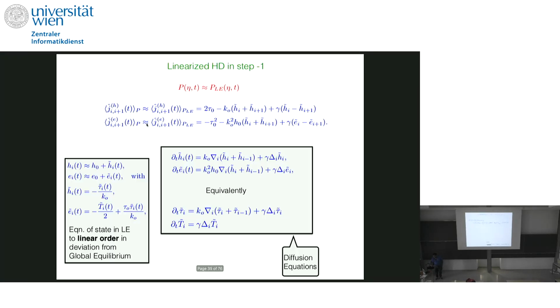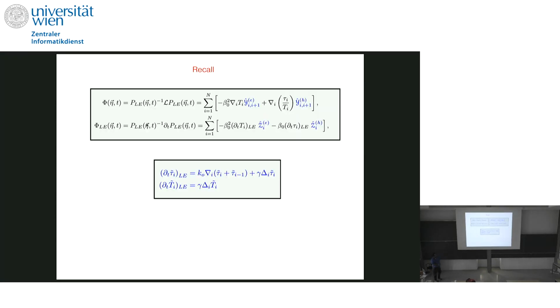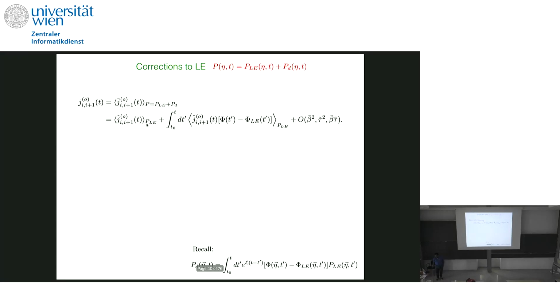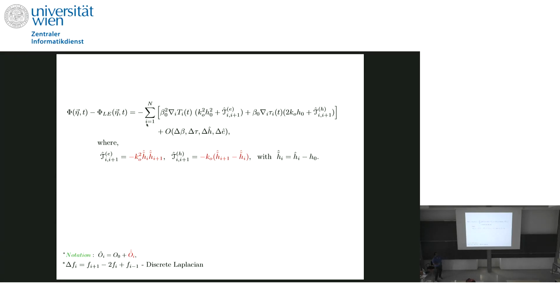Now, we have to use the explicit expressions of phi and phi LE. I recall that phi had these expressions, and these are the time derivatives in the local equilibrium. These we have obtained in the first step. So the time derivatives of these quantities in the local equilibrium to linear order are these. I put them here and simplify, and you get this simplified expression, which is again in the form of gradient times some current, gradient times some current.